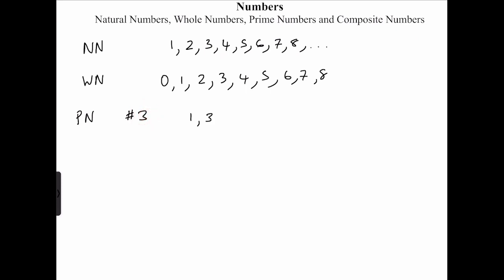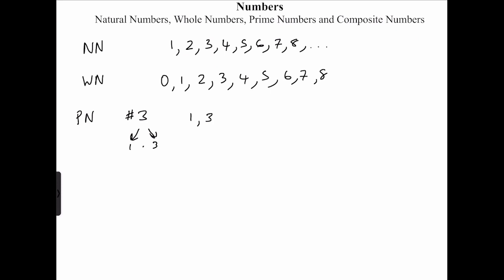So 3 is a prime number because 3 is greater than 1 and it has 1 and itself as factors. We see that 1 times 3 is equal to 3, and here we have the factors. Let's take a look at natural numbers again. 1 and 3 are natural numbers. If we multiply 1 and 3, we get 3. So the multiplication of natural numbers is another natural number.